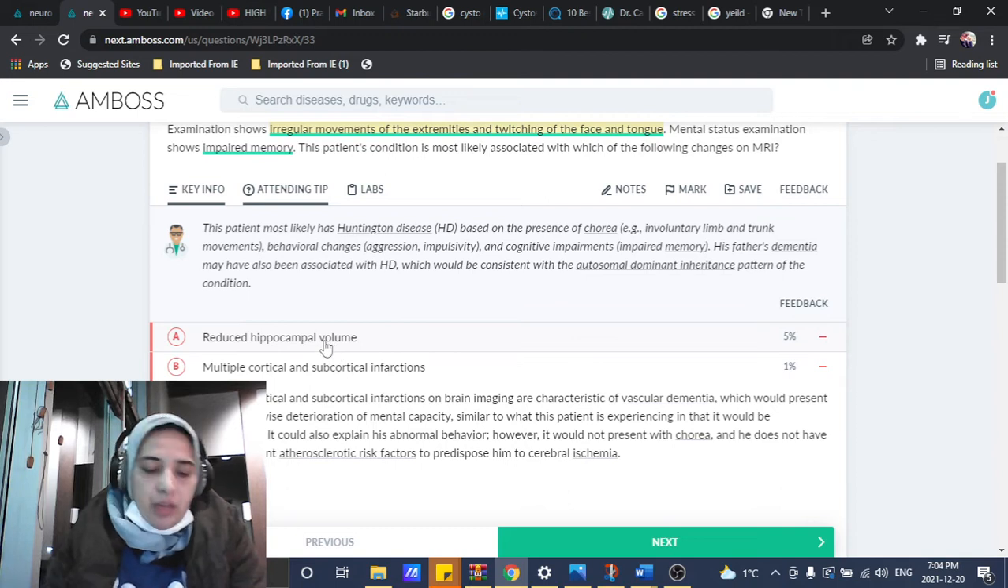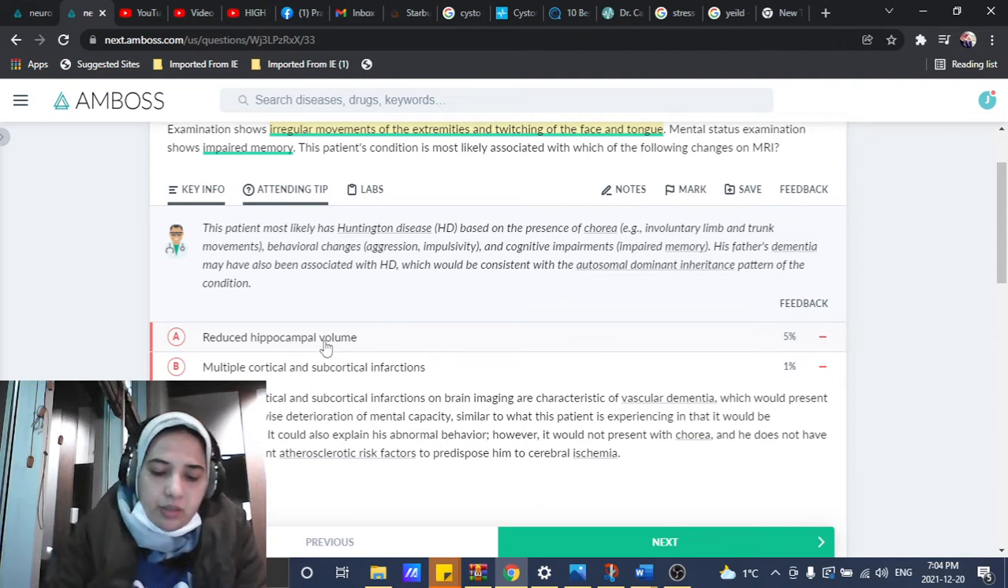Next is reduced hippocampal volume, so I believe that that's Alzheimer's. Just write that down in case I am wrong. Decreased hippocampal volume.